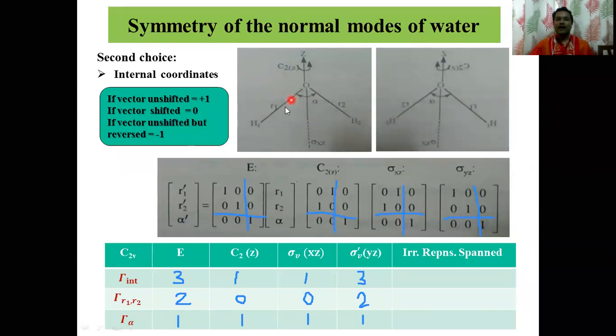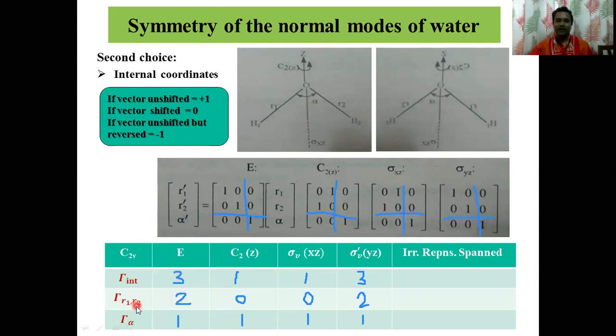Now, if R1 remains here and is not changing, then it is going to be 1. If R2 remains in the same place, this contribution is going to be +1, and alpha also, if it remains in the same place, that is going to be 1. Now look at how we do this. If we do identity, R1 remains R1, R2 remains R2, and alpha remains alpha. So the contribution from R1 is +1, R2 +1, and from alpha +1. So that is going to be 3.